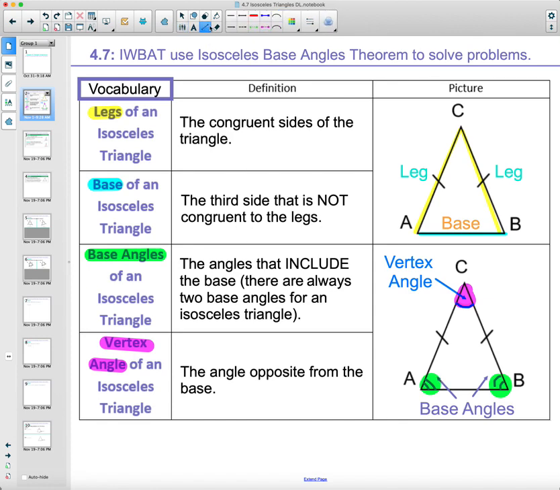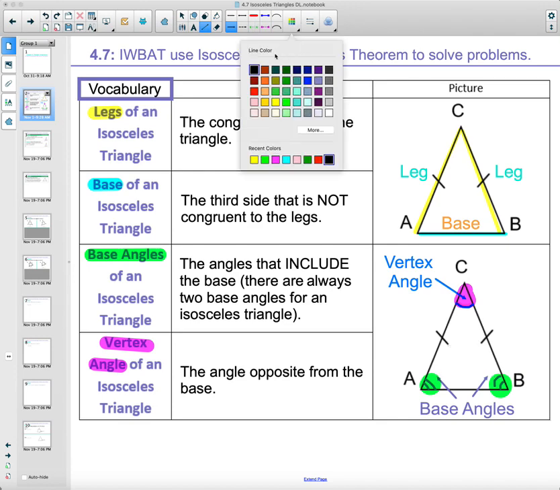One thing to note is that the base angles are also across from the congruent legs. We've got this leg here, so this base angle is across from that side, and this base angle is across from that side. Let me put those in different colors so that you can see it a little bit easier. So across from this leg is a base angle, and across from this leg is a base angle.